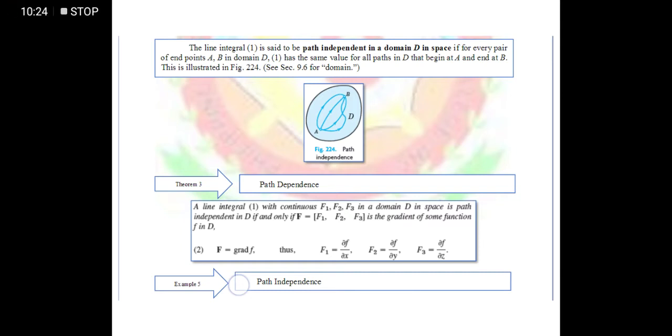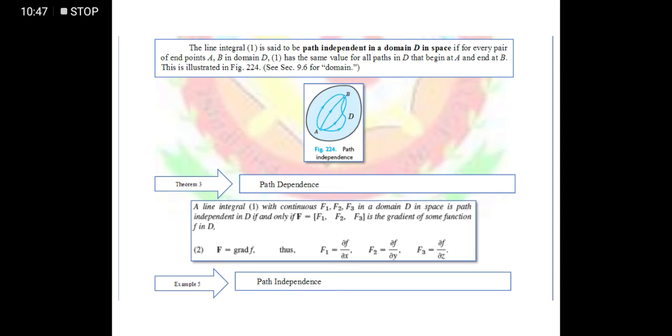Once again, masasabi lang natin na yung function natin na i-integrate natin is path independent if and only if masasatisfy mo itong f1 is equal to partial of f with respect to x, f2 is equal to partial of f with respect to y, and f3 is equal to partial of f with respect to z. So, yun yung ibig sabihin ng F is equal to grad f.